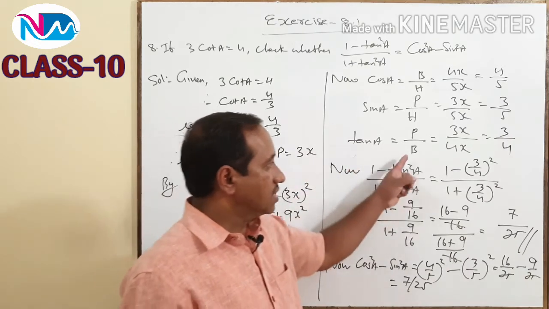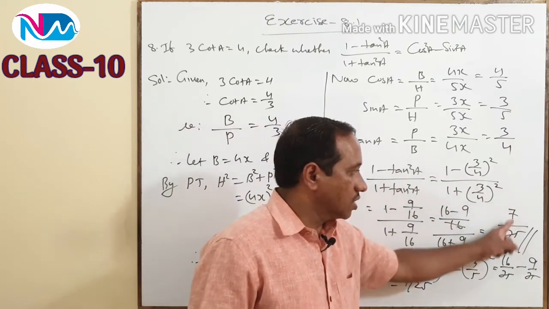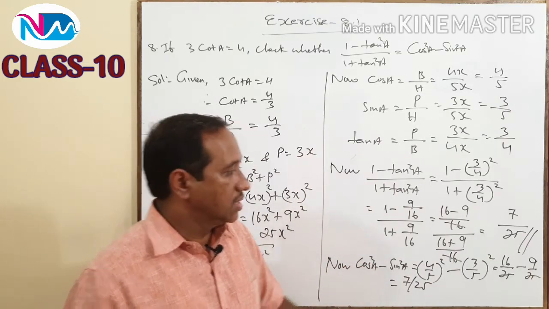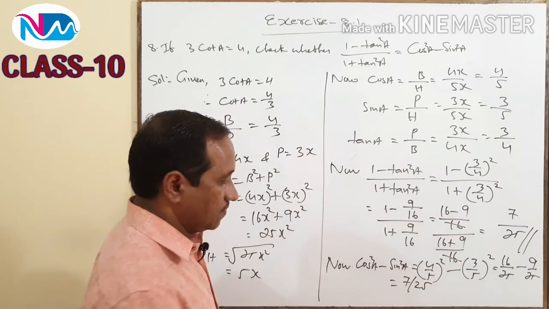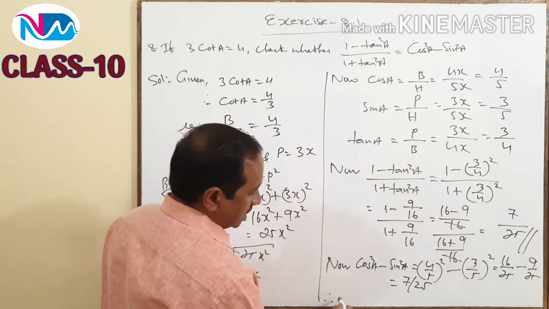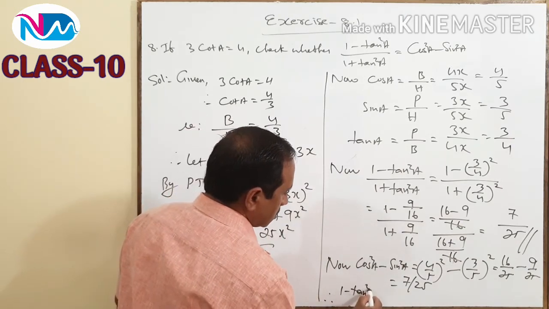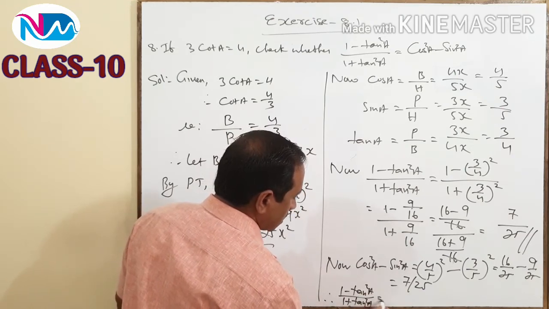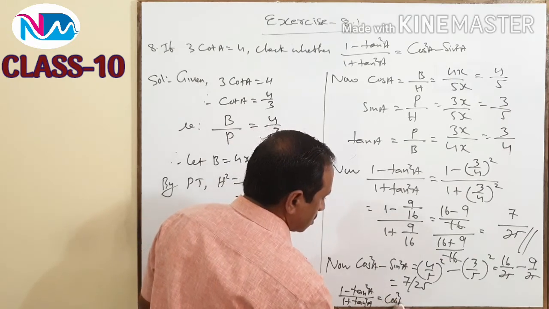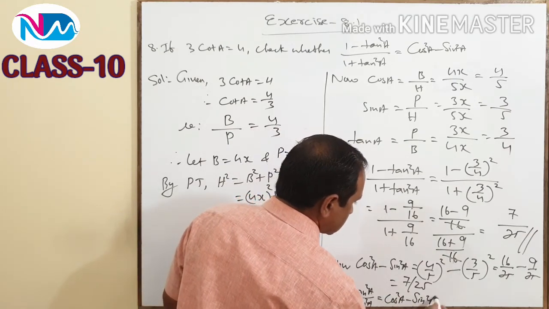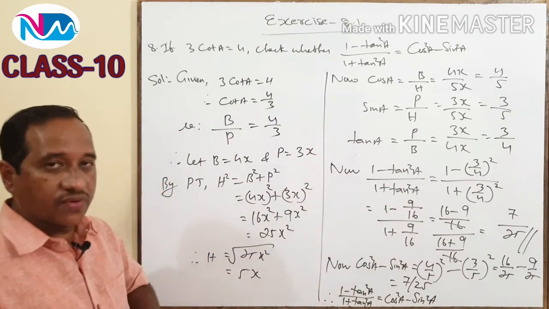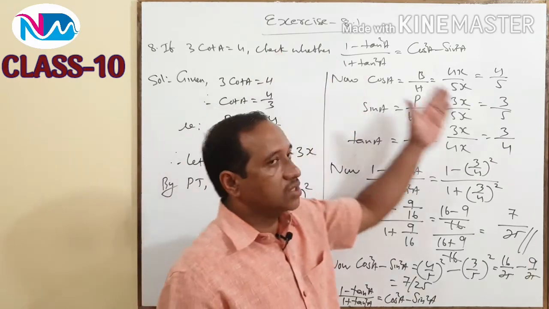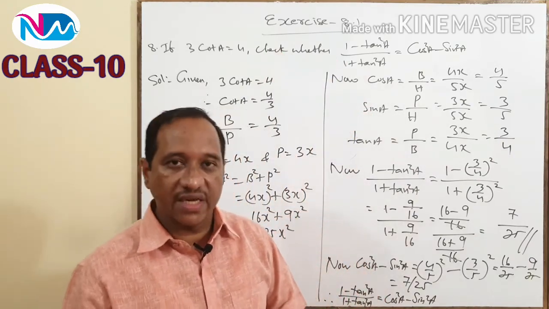That is, 1 minus tan square A by 1 plus tan square A is equal to 7 by 25. Also, cos square A minus sin square A is equal to 7 by 25. Therefore we can say that 1 minus tan square A by 1 plus tan square A is equal to cos square A minus sin square A. So we have verified that 1 minus tan square A by 1 plus tan square A is equal to cos square A minus sin square A.